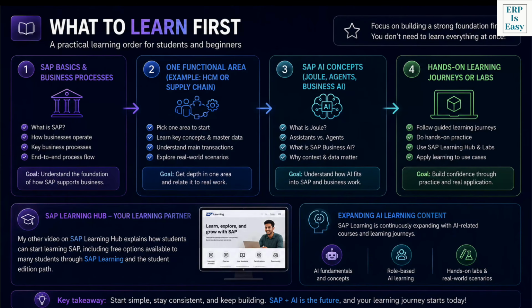What to learn first? If I had to suggest a practical learning path, it would look like this, right? So, step one, learn SAP basics and business processes. Step two, pick one functional area and learn it well. For example, HCM, supply chain, finance, or procurement. Step three, learn the SAP AI concepts like Joule, assistants, agents, how to build agents, business AI, knowledge graph, and how they all fit together. Step four, get hands on experience through learning journeys, labs, and practical exercises whenever possible.